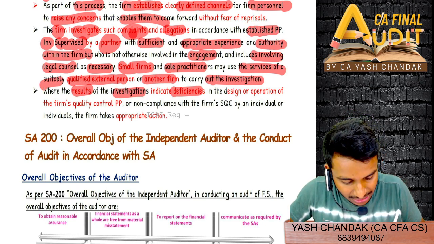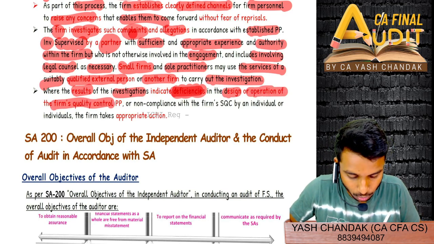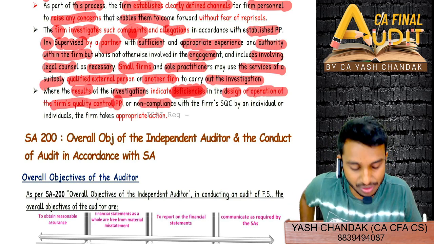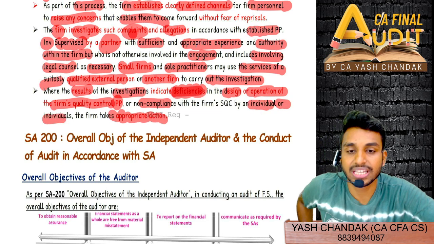Where the results of the investigation indicate any sort of deficiency in the design or operation of the firm's quality control policy and procedure, or any sort of non-compliance has been detected by an individual or individuals, the firm will then take the appropriate action.